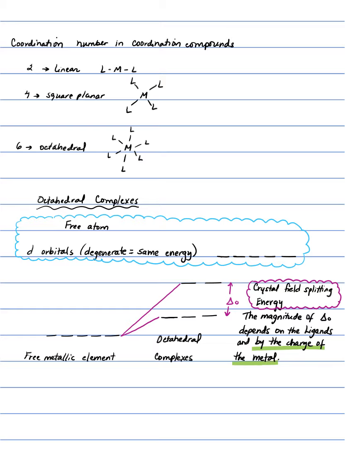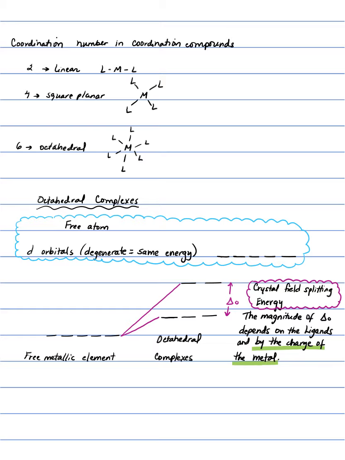When the coordination number is equal to 4, we'll have a shape that is square planar. And the coordination number is 4. It means that there are 4 ligands bonded to the metallic center.